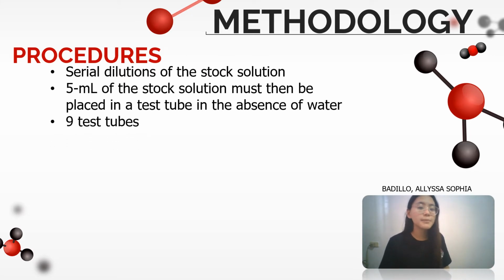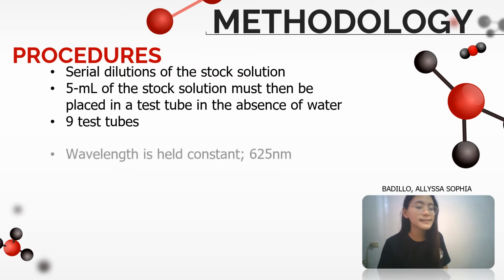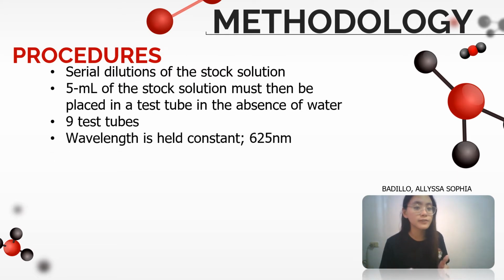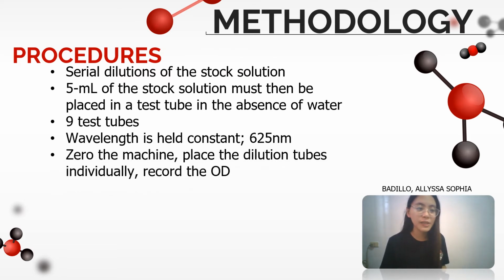In addition, it must be noted that the wavelength is held constant for this part of the experiment. The wavelength utilized is the peak wavelength from the previous segment, which is 625 nanometers. With this setup, the machine must be zeroed for this wavelength and every dilution tube must be situated individually in the sample chamber. The OD must be recorded.